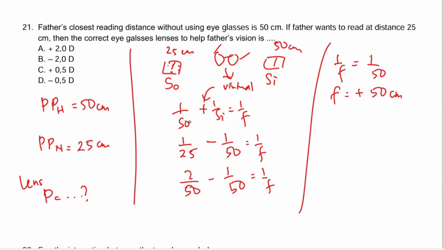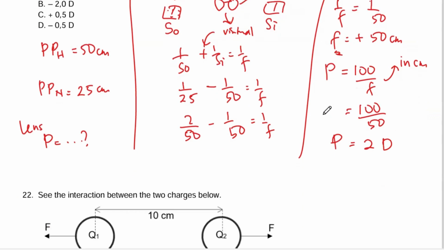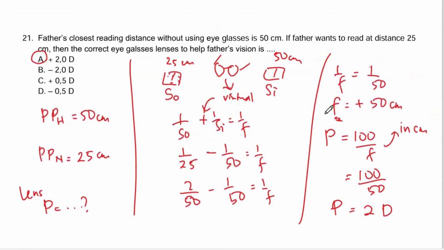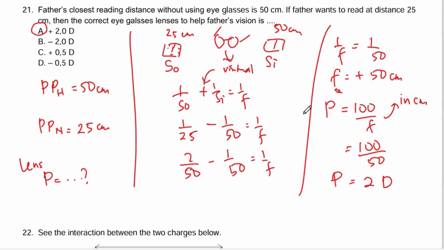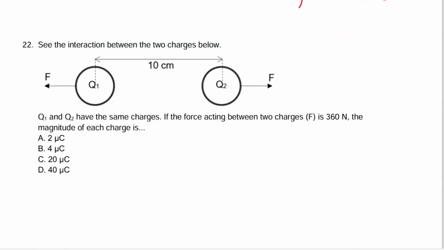But the question is asking what is the power of the lens that he used, right? So P equals 100 over F, but F must be in cm. So we're going to count 100 over 50. So it's 2 and it's positive. So it's positive 2 diopter. Okay, just a reminder for you, for the hypermetropia, always have a positive lens and the focal length is positive. Okay, next question number 22.